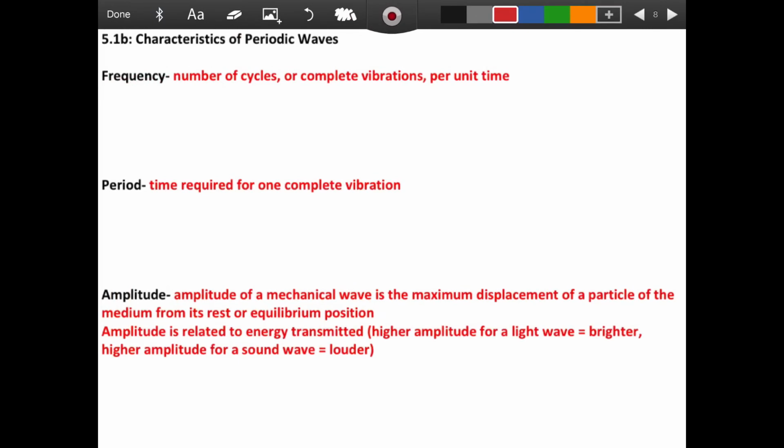Okay, so our last portion of waves that we're going to focus on for our first section of the Cornell notes is characteristics of periodic waves, which can be a lot of fun to study with slinkies and whatnot. So frequency is just going to be the number of cycles or complete vibrations per unit time. And frequency, number of cycles per unit time, the units are going to be 1 over s, or this is also known as, so 1 over second is equal to Hz, which is hertz.